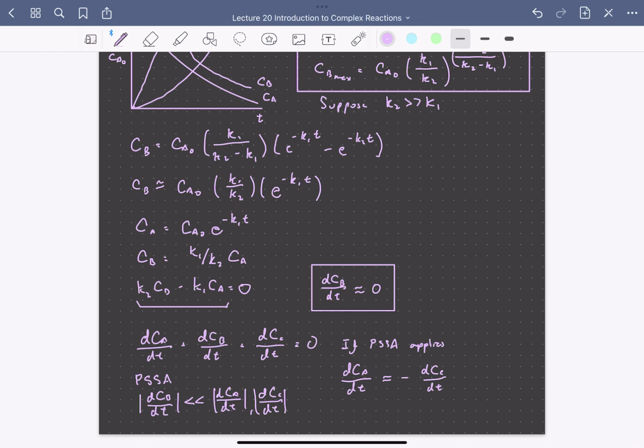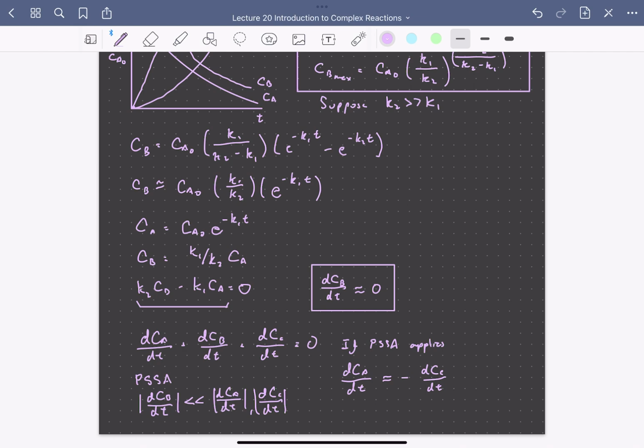So when can we apply this approximation? For homogeneous systems, so reactions in a gas phase, we need some information about the reactivity of our intermediates. So we need to know that our intermediate species is very reactive, and therefore the rate of the reaction that consumes it is very rapid.